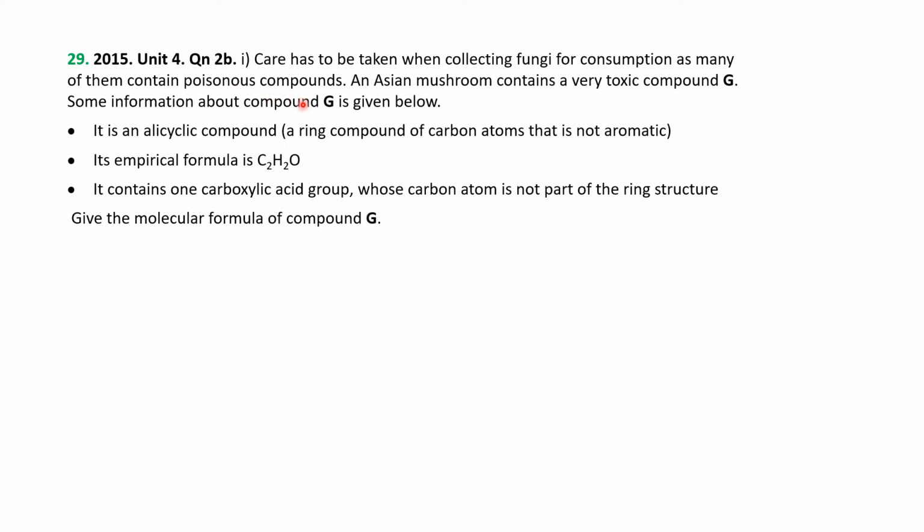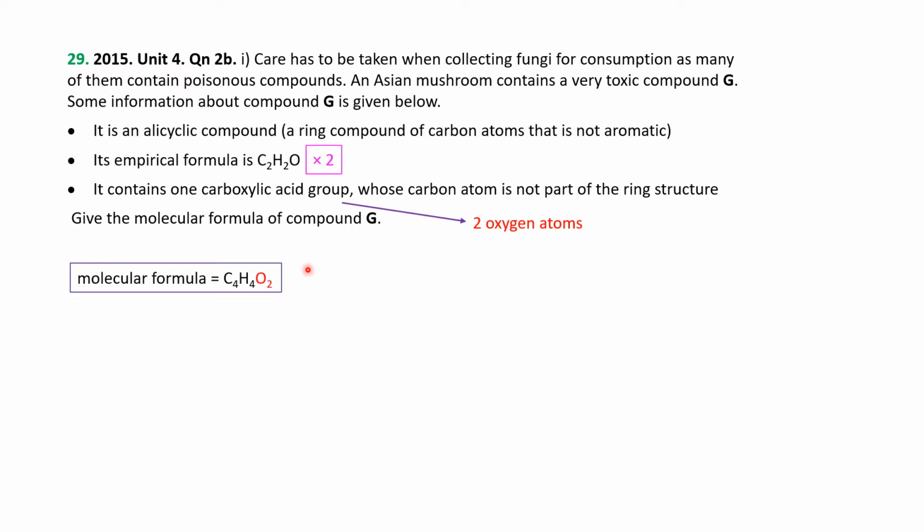Okay, a large question of which we're only interested in a small bit of it. First of all, talking about compound G, its empirical formula is C2H2O, so its molecular formula is going to have the same number of hydrogens as carbons and twice as many of those oxygens. So now we look at the rest of it. It contains a carboxylic acid group. Now, a carboxylic acid group, of course, contains 2 oxygen atoms, but here we've just got 1 oxygen atom. So therefore, the molecular formula contains 2 oxygen atoms, must be twice the empirical formula, which is C4H4O2. Not much of a formula for a really toxic compound, is it?